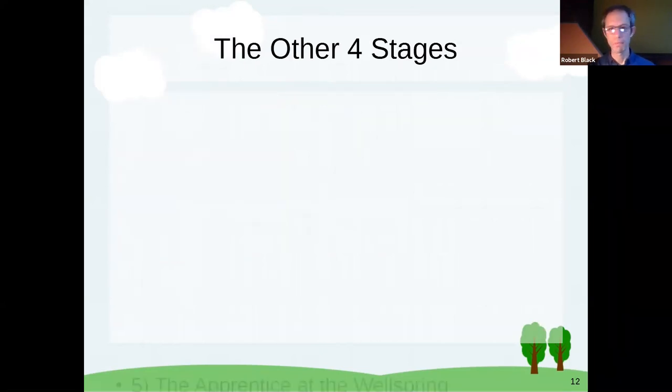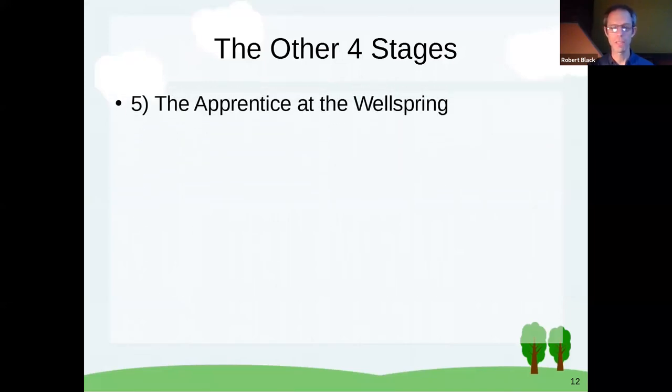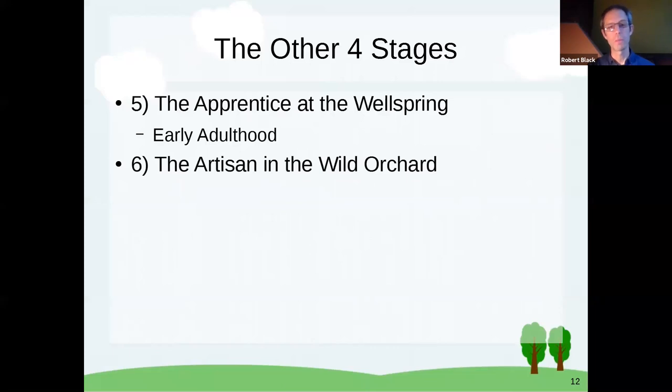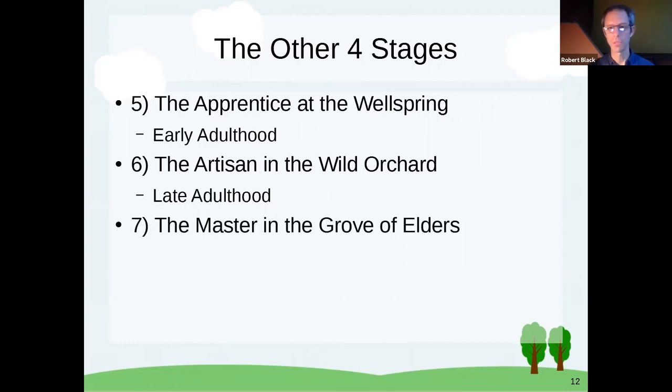So, given our short time, I'm just going to whip through these last four stages. Early adulthood, we take our soul and we start to learn how to embody it. How do we embody our gift to the world? You know, that could be through being a forest school teacher, for example. The artisan in the wildwood is late adulthood, where we've perfected what we came here to do, what our soul is here to do. We've perfected that and we've become good at offering it to the world. The master in the grove is maybe the level we get to when we start to support others to do the same, when we're supporting others to give their gift back to the world.